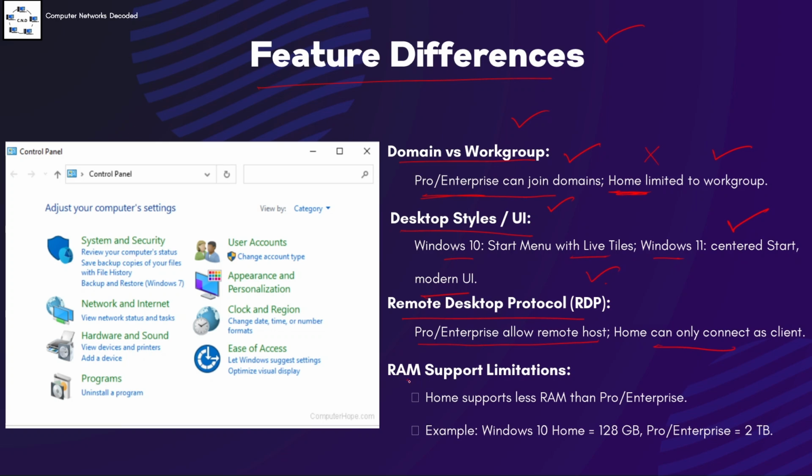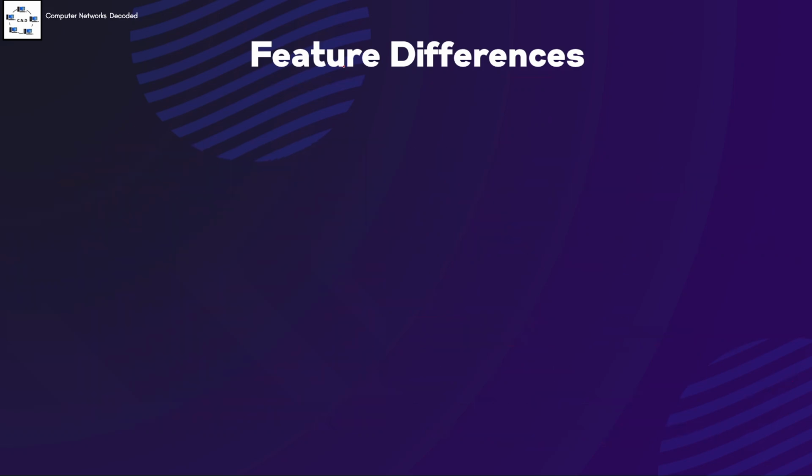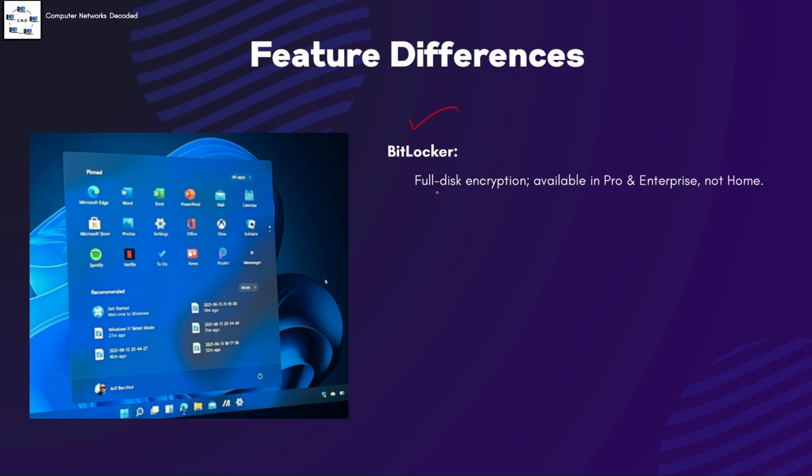And some RAM support limitations. So the Home edition supports less RAM as compared to the Pro and Enterprise editions. For example, the Windows 10 Home edition has a limitation of 128 GB of RAM, while the Pro and Enterprise editions can have RAM of up to 2 terabytes. Again, BitLocker. BitLocker is the feature that has the capability of full disk encryption, and this feature is available in Pro and Enterprise editions, but not inside the Home edition.